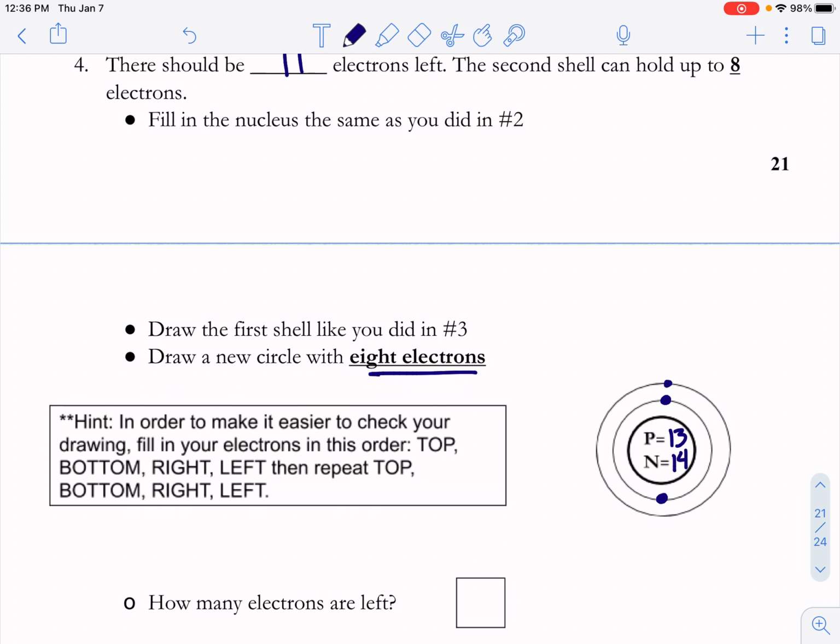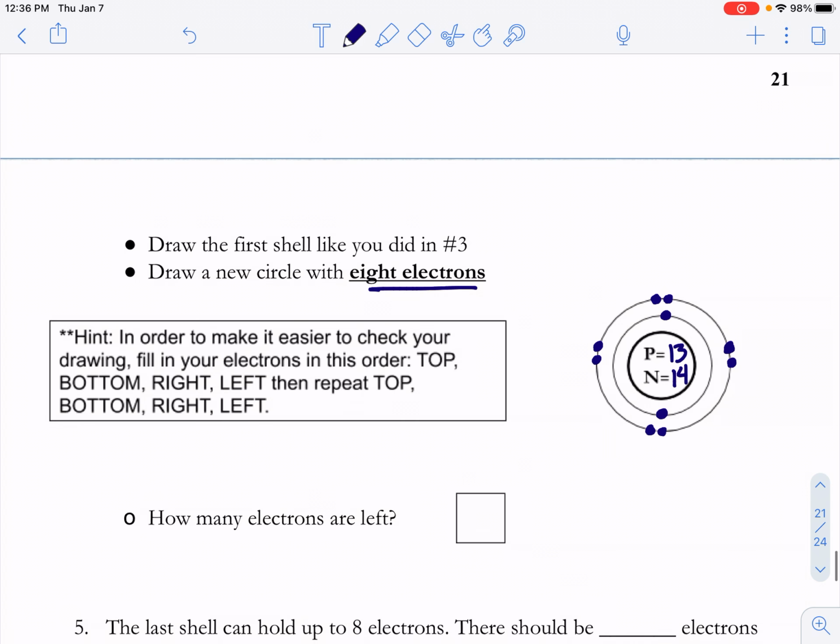So here's how I fill mine in. I go from top to bottom, so there's 2, left to right. And again, if you think, oh, how many do I have so far? So I have 4 there. I need 4 more in that second shell. So I'm trying to do this as neatly as I can. Take your time. You can always just recount it at 1, 2, 3, 4, 5, 6, 7, 8, 9, 10. So I've used up 10.